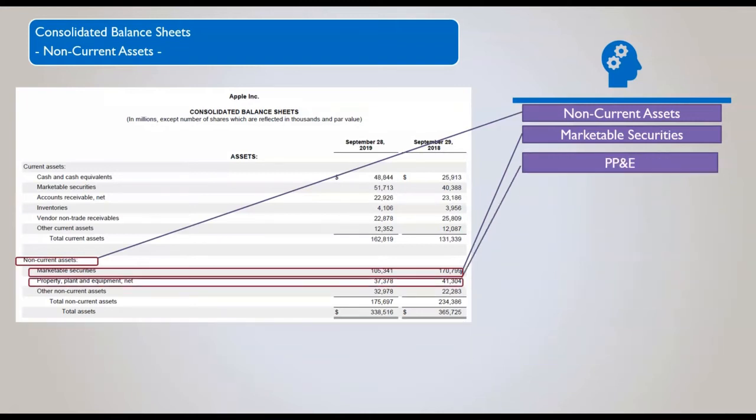Right underneath, we see a line item for property, plant, and equipment, also known as PP&E for short. This includes the hard assets of the company, which includes land, building, leasehold improvements, and machinery and equipment. This also includes internal use software from the company. One item I want to highlight is this balance is subject to depreciation and amortization, and the total hard assets or PP&E for Apple was $37.4 billion.